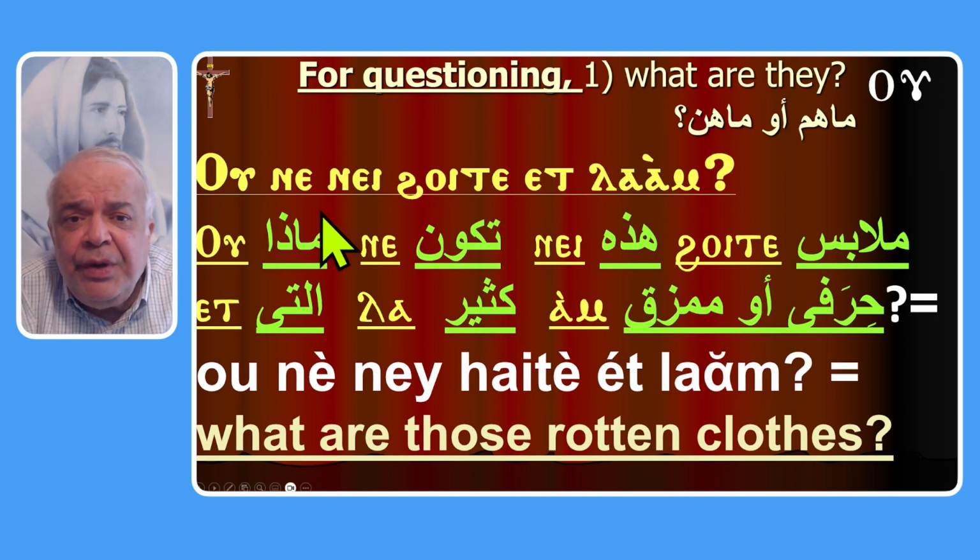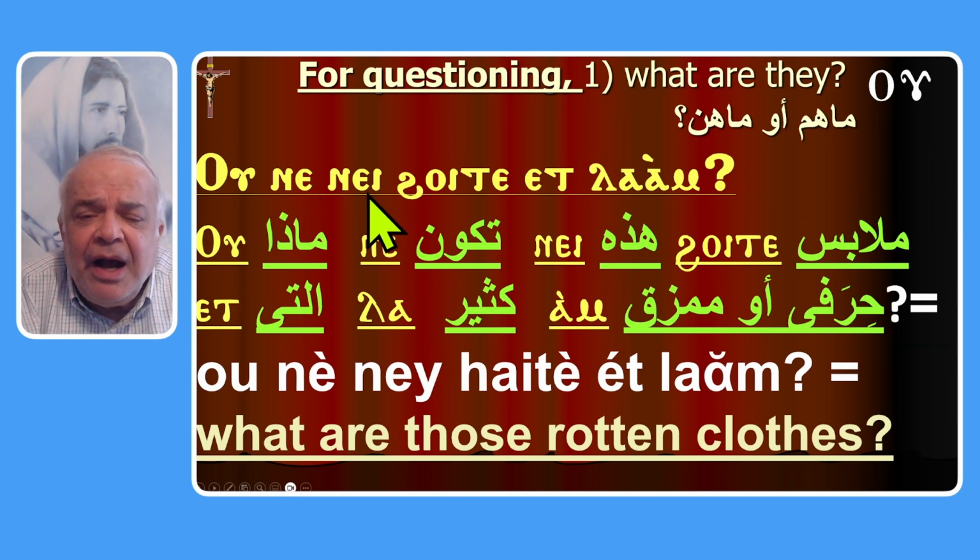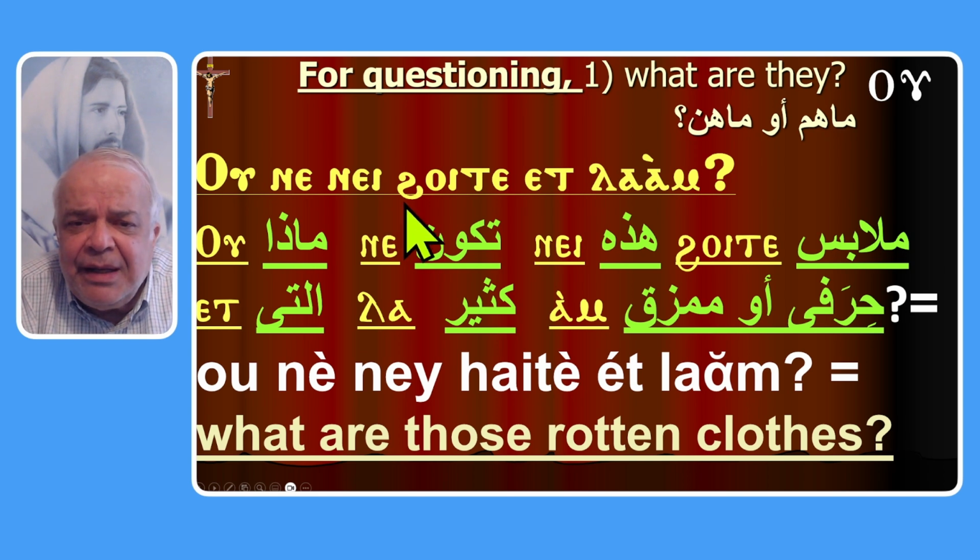Other question, o ne ne he te et la am. O, what? Ne, verb to be for plural males and females. Ne here is a demonstrative article, these or those. So ne can be here in the meaning of those. Nai, meaning those, is the same. But here maybe they are talking about female articles, maybe.